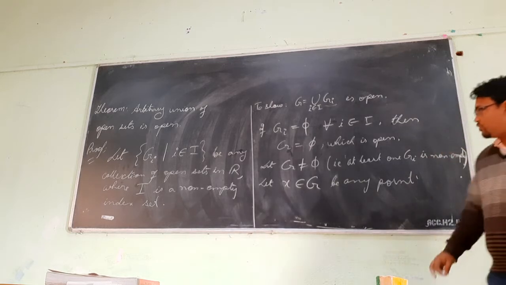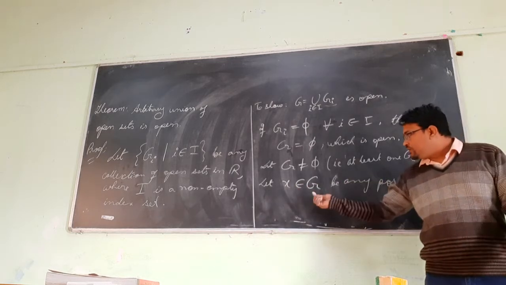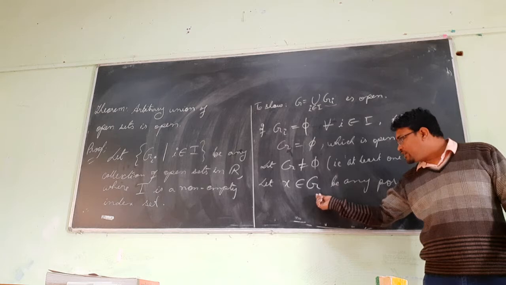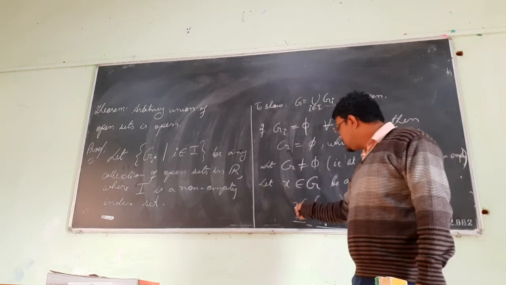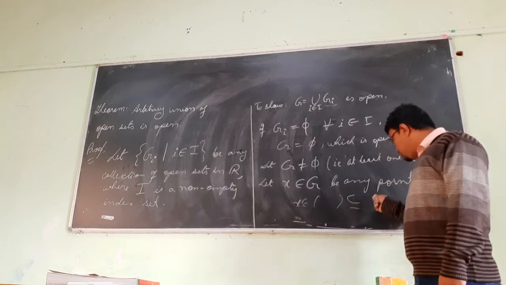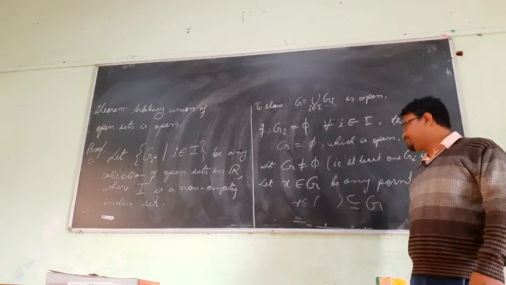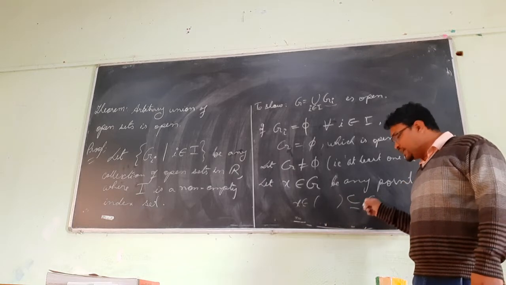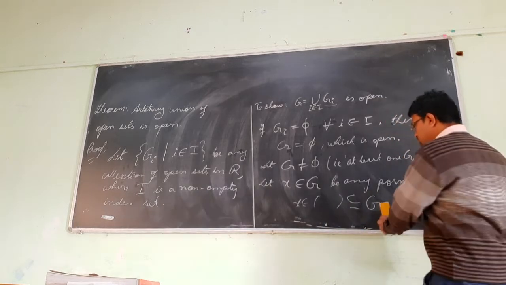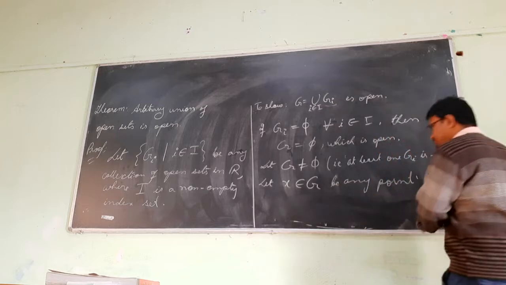So what is the definition of an open set? For each point inside this set, we should get an open interval which contains x and is also a subset of G. For each x inside G, we should get an open interval which is contained in this set. So this is what we will try to show.